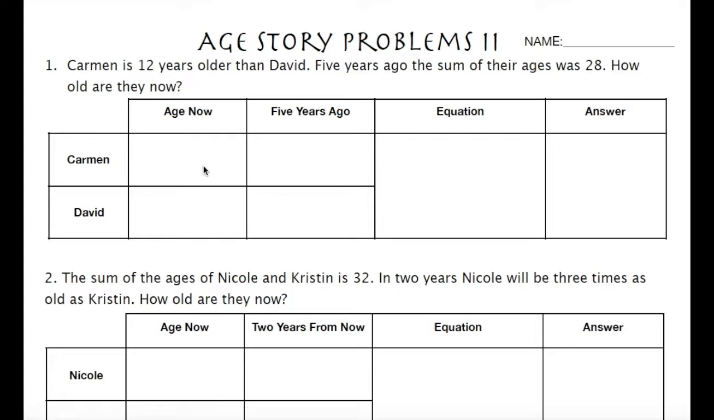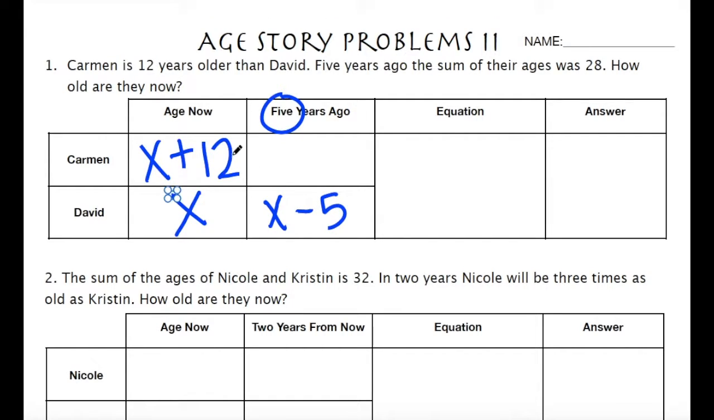For number 1, it doesn't matter whether Carmen or David is your x, but I'm going to go ahead and put David as x, and because Carmen is 10 years older than David, she's going to be x plus 12. Now, 5 years ago, David would have been his age today, minus 5, and then Carmen would have been her age today, minus 5, which makes her x plus 7 5 years ago.